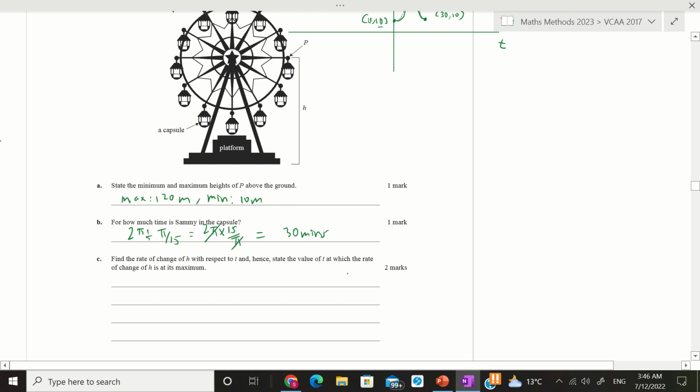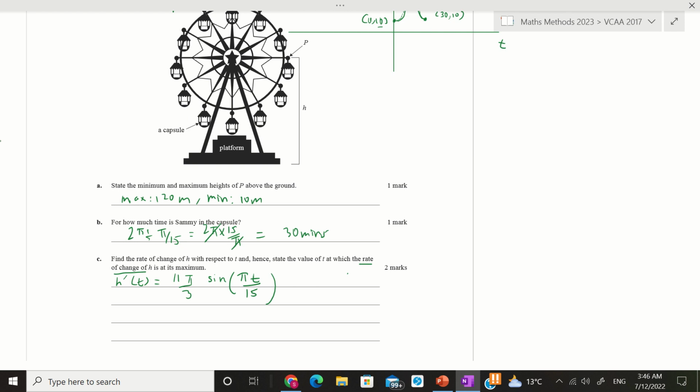Part C, a little bit more difficult. You want to find the rate of change of h with respect to t. Obviously we can't do this by hand, but given that we've already defined it in our CAS, we can quite easily find h dash of t. The first derivative, h dash of t, is given by 11 pi on 3 times sine of pi t on 15. Here we want to state the value of t at which the rate of change of h is at its maximum. So you want to find not when h is at its maximum, but where the rate of change of h is at its maximum. That's a bit different.